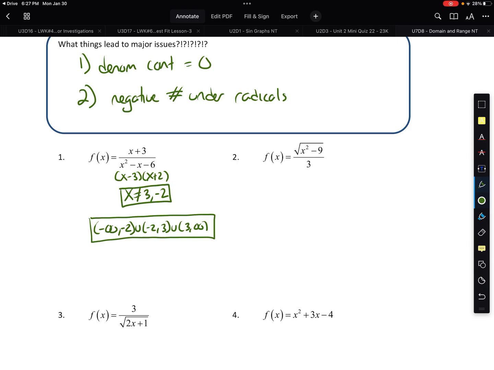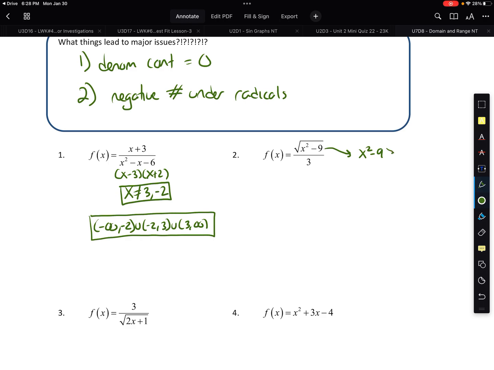Okay, now, looking at the second one. I got no issue with the denominator. 3 is fine. I got a rad. Can't have a negative under the rad. So let's take our number under the rad, x squared minus 9. It can equal 0, but it has to be greater than or equal to 0. So x squared is greater than or equal to 9. x is greater than or equal to positive or negative 3.